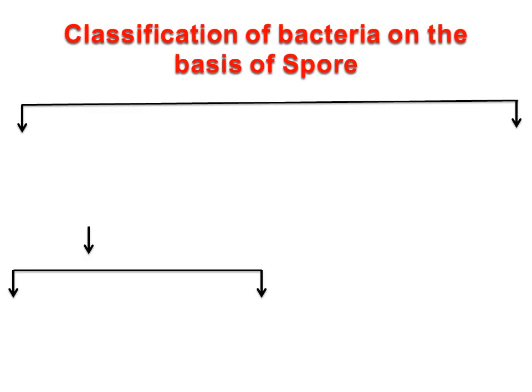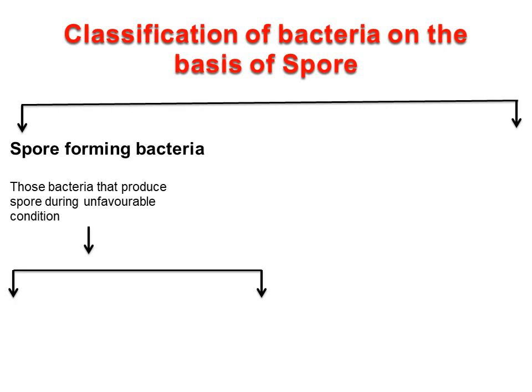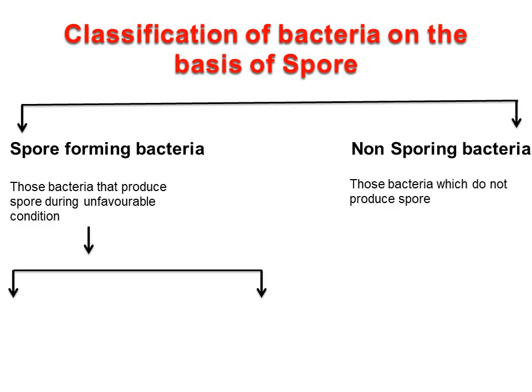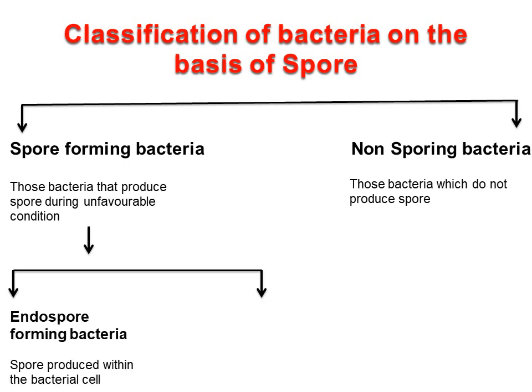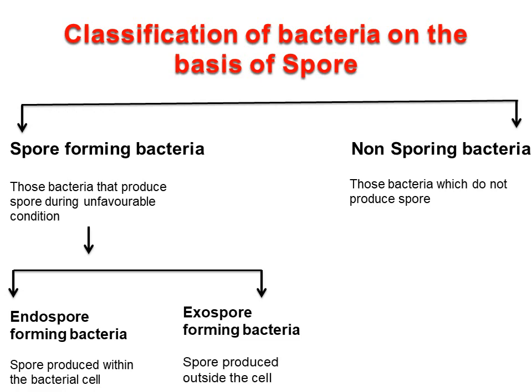Classification of bacteria on the basis of spore. Spore-forming bacteria are those bacteria that produce spores during unfavorable conditions, and the non-sporing bacteria are those bacteria which do not produce spores. Spore-forming bacteria are further divided into two groups: endospore-forming bacteria, that is, they produce spores within the bacterial cell, and exospore-forming bacteria, that is, they produce spores outside the cell.